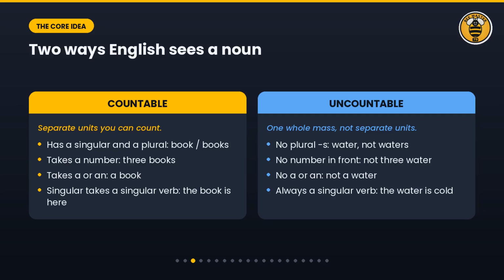English looks at a noun in one of two ways. A countable noun is seen as separate units. You can count them 1, 2, 3. It has a singular and a plural form. Book, books. You can put a number in front of it, and you can put a or an in front of the singular. An uncountable noun is different. English sees it as one whole mass, not as separate pieces. Water, rice, information. It has no plural with an S, it takes no number in front of it, it takes no a or an, and it always takes a singular verb.